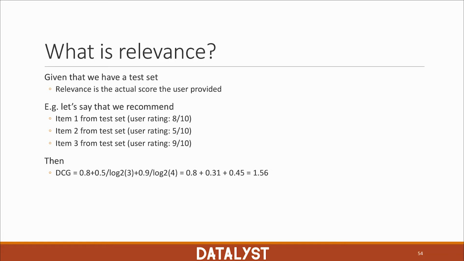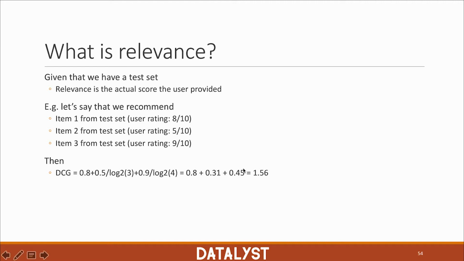Essentially, we have a test set, the relevancy is equal to the score that the user has given to an item, and then we simply discount so that if we make a very good prediction, if we make a prediction about an item that the user loves, but it's at the bottom of the list, then this prediction will add only a very small amount of points to our final score.